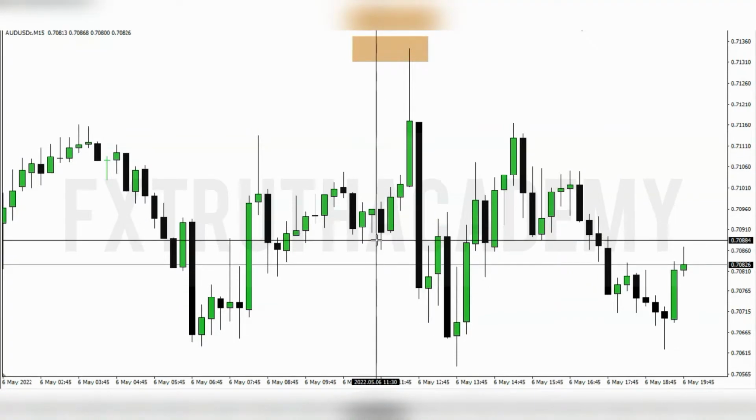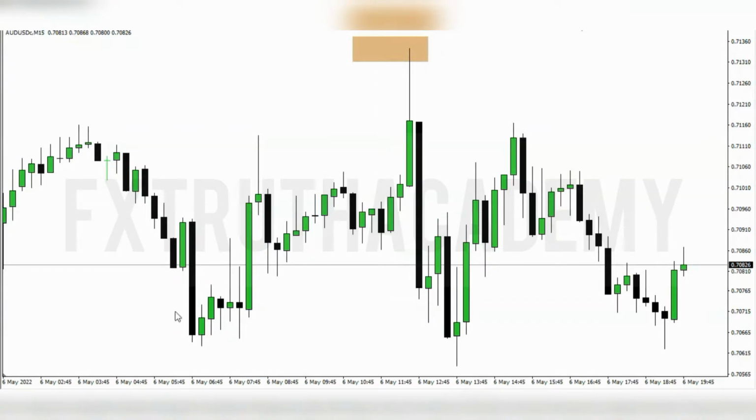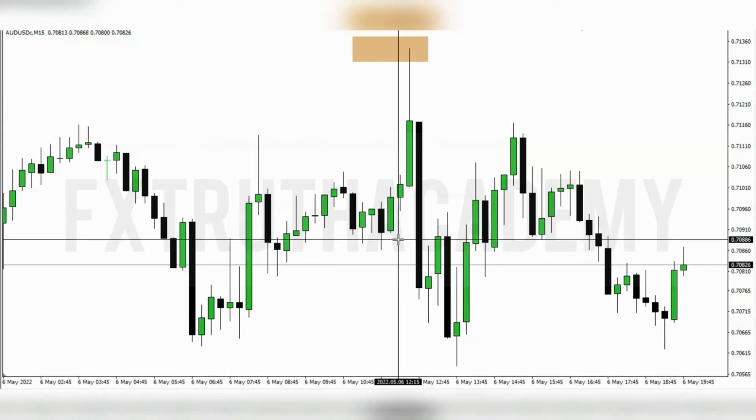This is just before the NFP news release, around 7:45 New York time and 11:45 chart time. You understand? So you'd have entered short here, and probably taken your profits around this region in the marketplace.